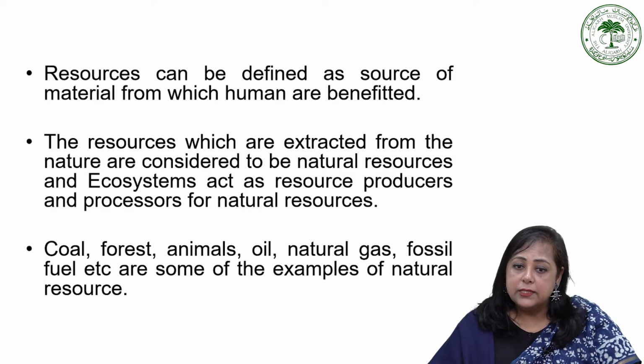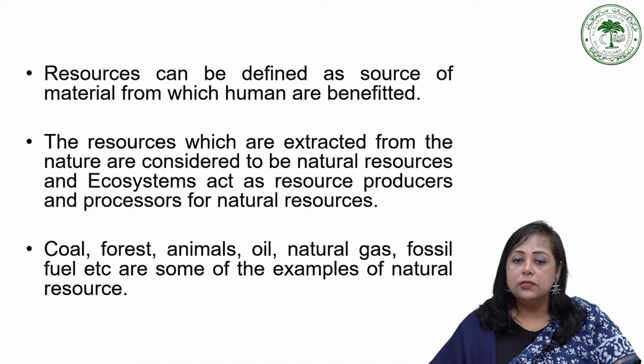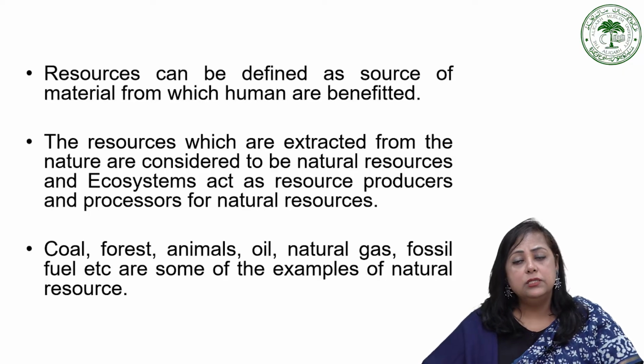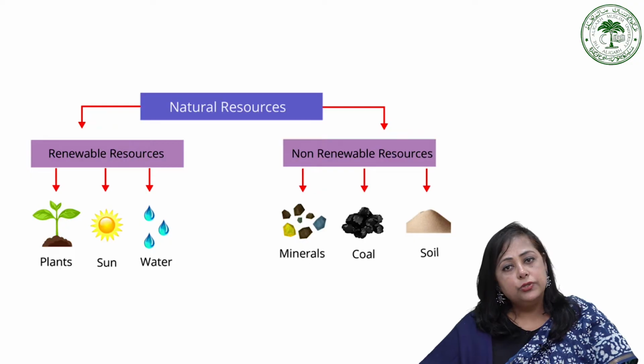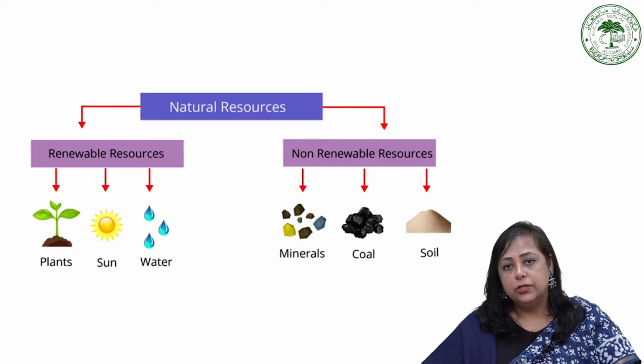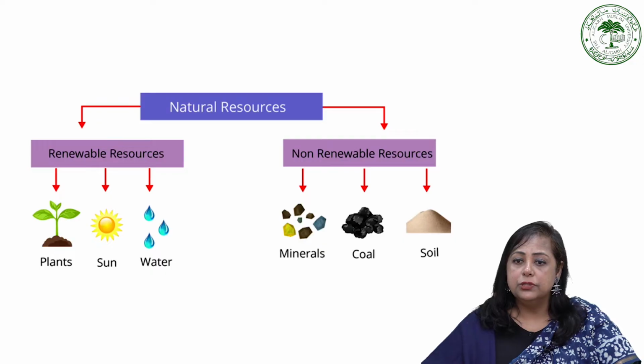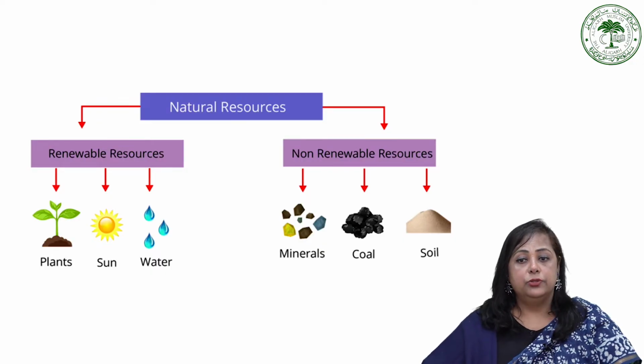The resources which are extracted from nature are considered to be natural resources, and the ecosystem acts as a resource producer and processor for natural resources. Coal, forest, animal, oil, natural gases, fossil fuel, etc. are some of the examples of natural resources. We get all these things from the environment. So there are two kinds of natural resources. One is renewable resources, another is non-renewable resources.